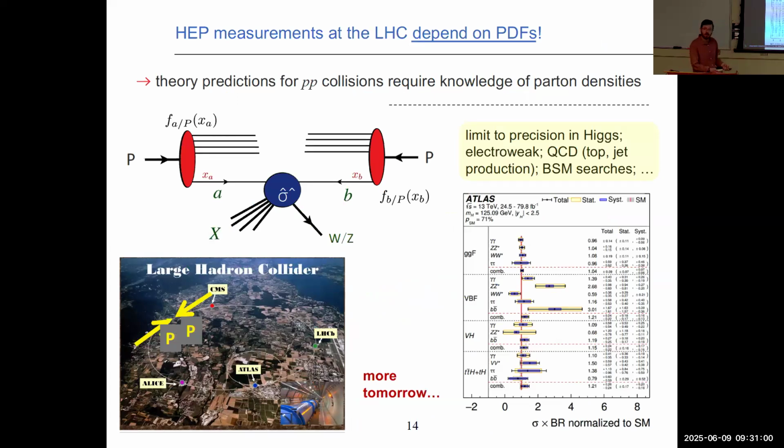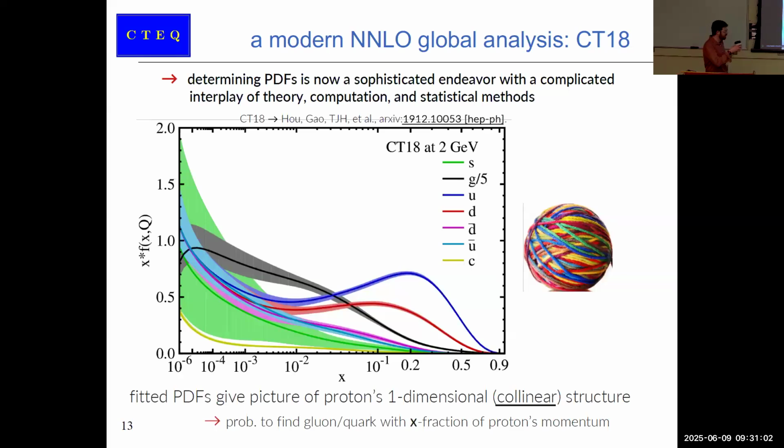I saw the band for charm. Is this the paper with the intrinsic charm, or is it just generated by DGLAP? So this is entirely perturbative. The question concerns this very tiny, golden or yellowish line here. This thing here is the charm PDF.